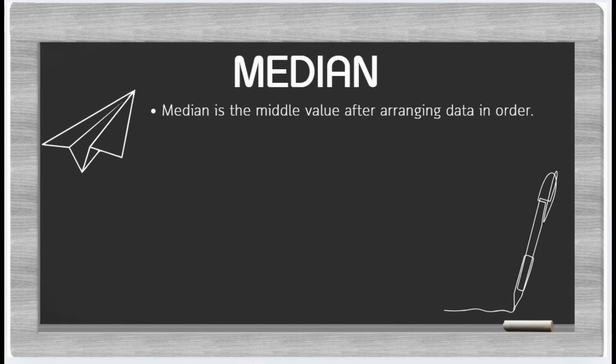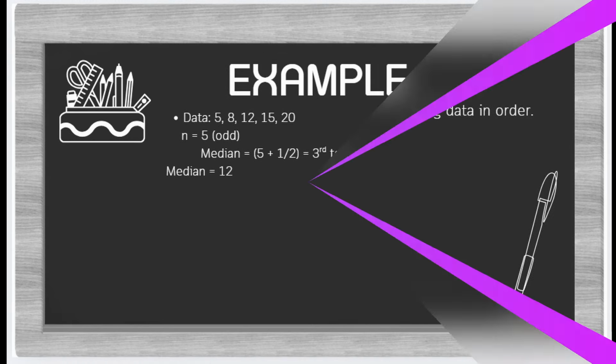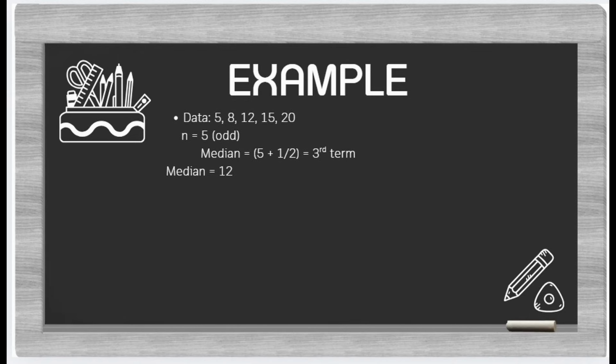2. The median. Next is the median, representing the middle value. Important, you must always arrange the data in order from smallest to largest first. Example, odd set. In the set 5, 8, 12, 15, 20, the median is the middle term, 12.